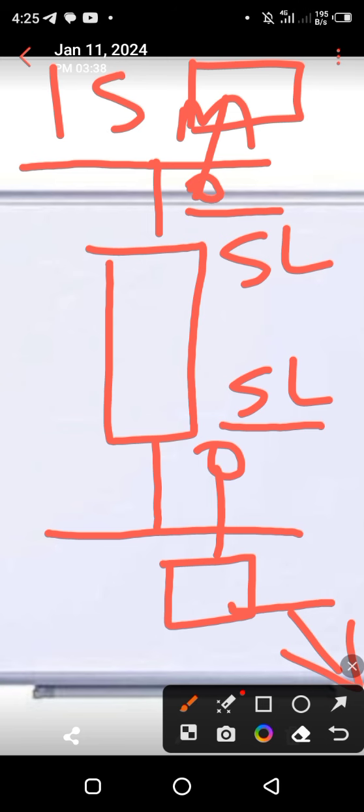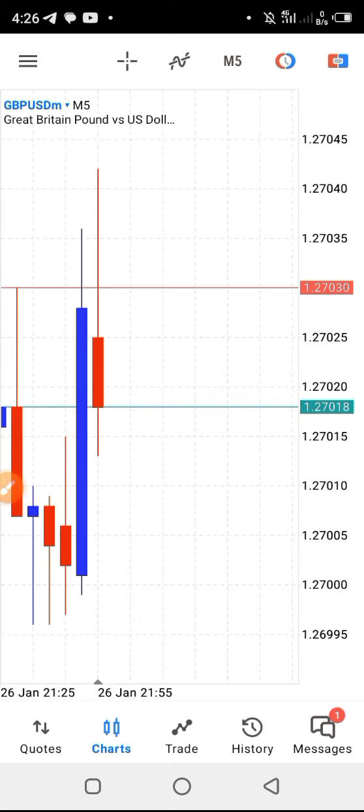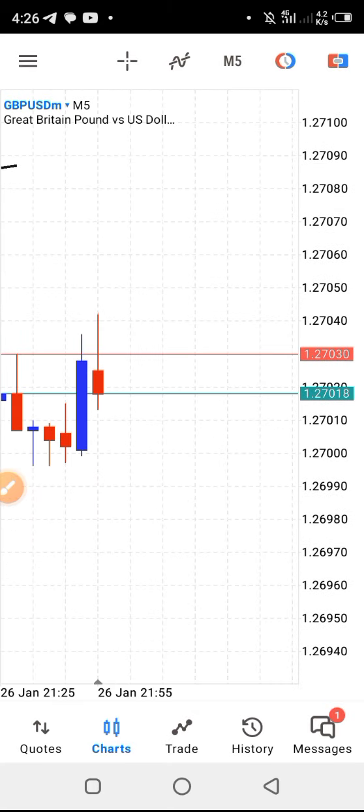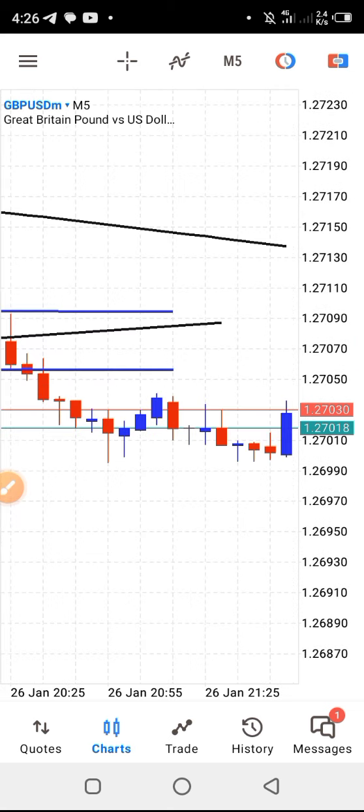I have a few examples on the live charts to show you, so you get to understand how this works. It's a very powerful strategy, and it's beginner friendly. If you're a beginner and you don't have a strategy, you can use this. You start seeing results as soon as possible.